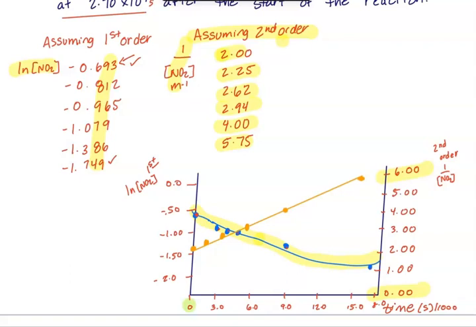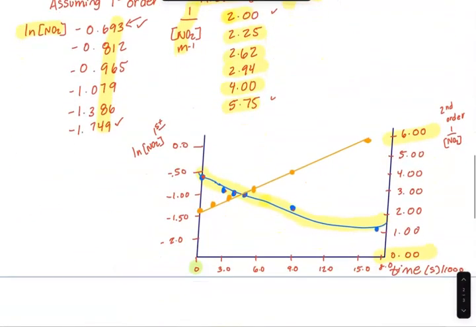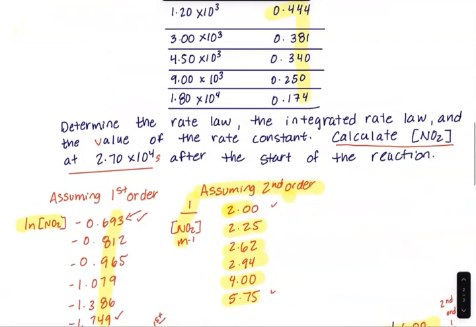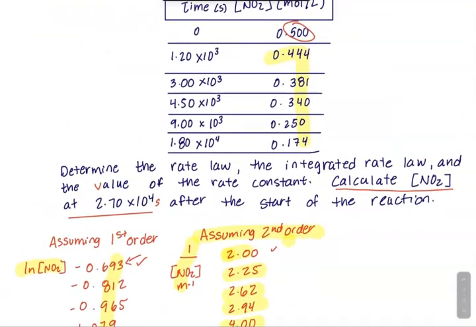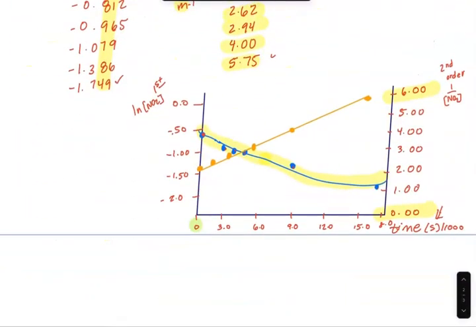And by plotting these points versus the time that we got from our table up here, and this is the time down here in our x-axis, and this is time in seconds over 1,000. So I scaled the time in the same way. We looked at 0 and our highest is 1.8 times 10 to the 4, so I went ahead and put it at 18.